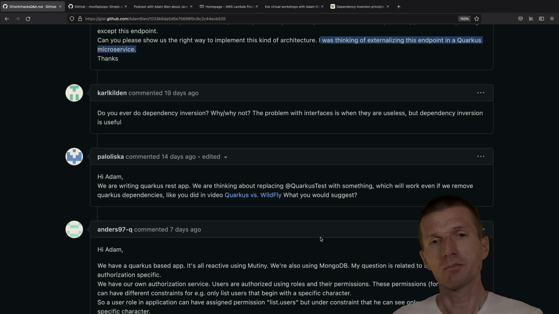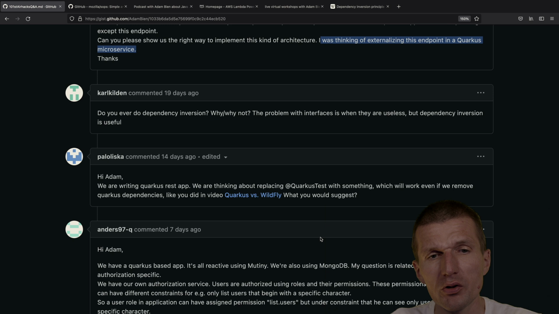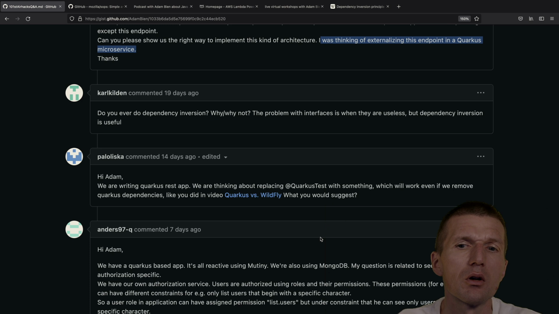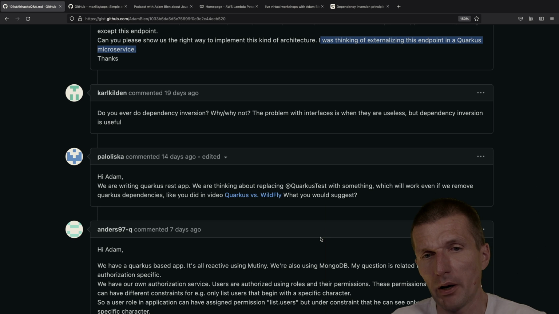So the question is, how likely is it that you will move from Quarkus to somewhere else? And if you really have to move, I'm pretty sure you can replace QuarkusTest with something different in two days, maybe. This would be the risk, and I wouldn't do it right now because the risk is too low. So this would be my thing.